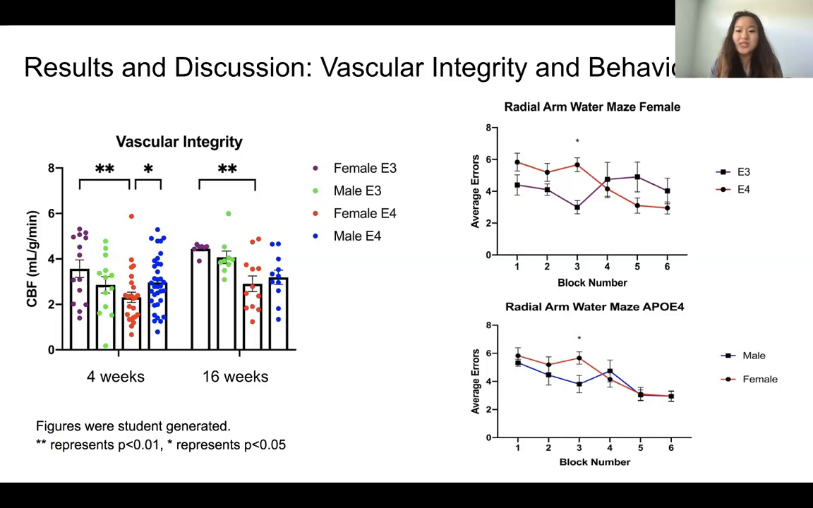And so what we're seeing is both of these significant differences are happening in the third block, which is the final learning phase. And so knowing that there is a specific application and there is a specific result of that decreased vascular integrity is really important, especially when looking at the learning ability of these mice.